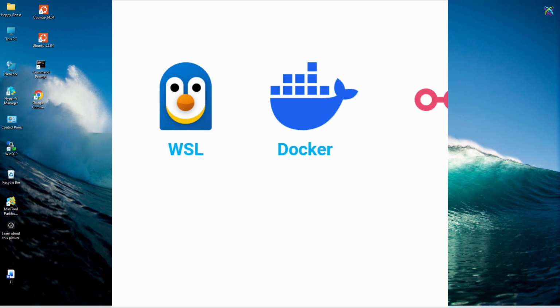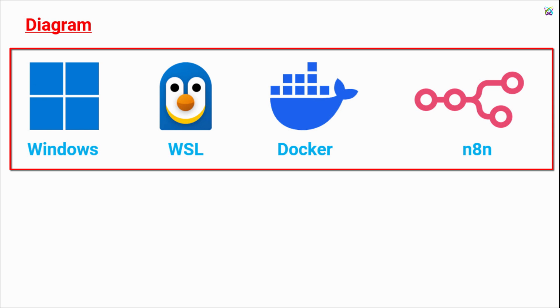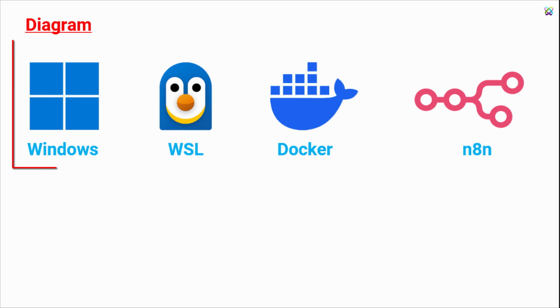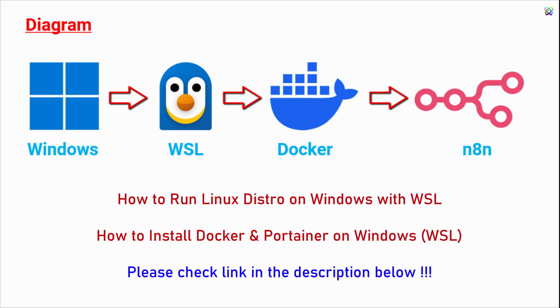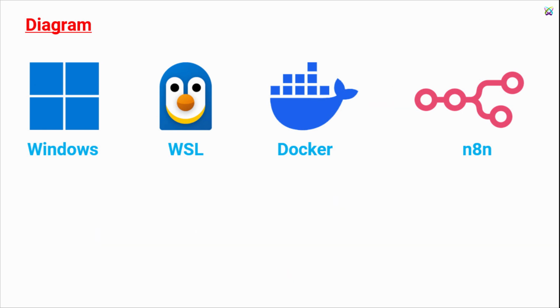To help you understand how n8n runs on Windows, let's quickly walk through this diagram. First, we have Windows, your main operating system. Next, we use WSL to create a Linux environment inside Windows. Then, inside that Linux environment, we install and run Docker, which helps us manage applications in a simple and consistent way. Finally, n8n runs inside Docker. So if you haven't installed WSL or Docker yet, I recommend checking the previous videos in the description and following them step by step.